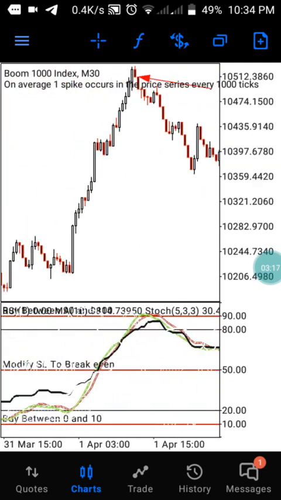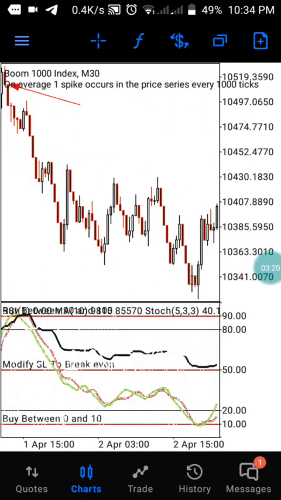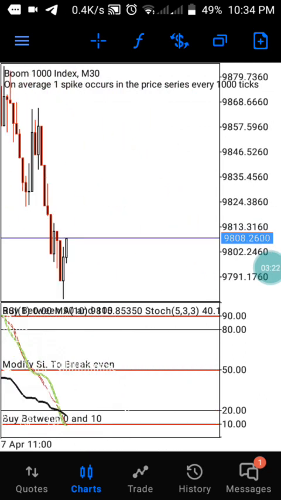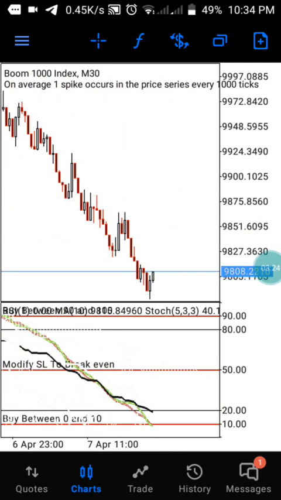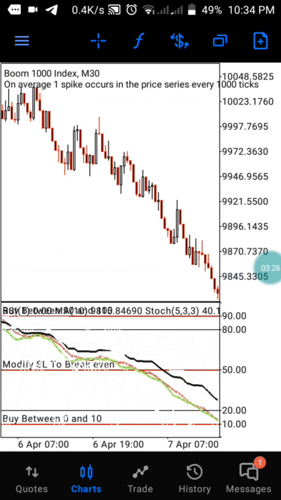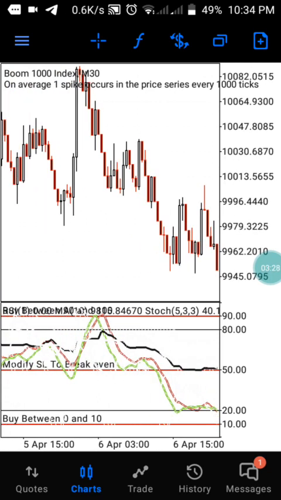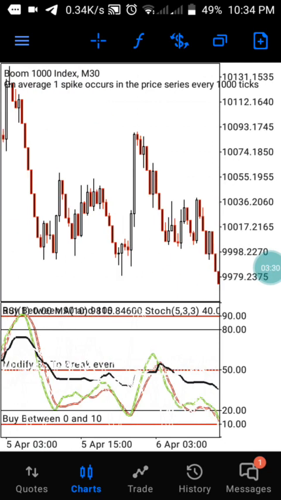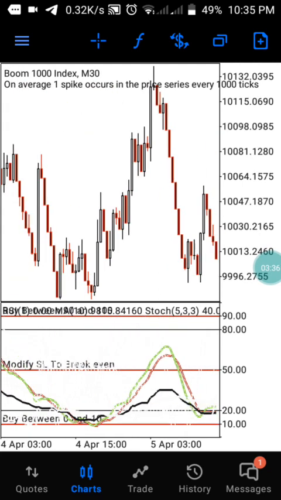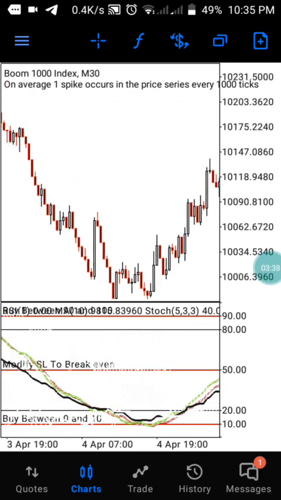Now, how do we use this strategy to take our buy entry and sell entry? The only thing you need to confirm is in your window chart. You have to look very well and be very careful on your window chart. So just follow the rules that I lay down here.